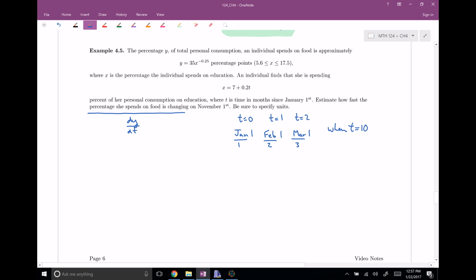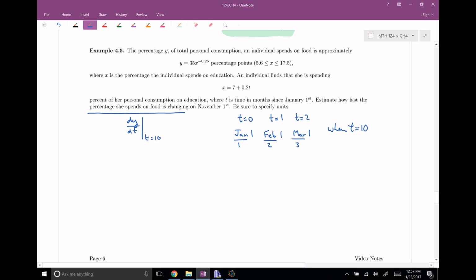So when t equals 10, that's going to correspond to November 1st. So if I wanted to use the Leibniz notation, it'd be the derivative of y with respect to t when t is equal to 10. All right, so this is the quantity that I want to find out. And we can see that this depends on x here.